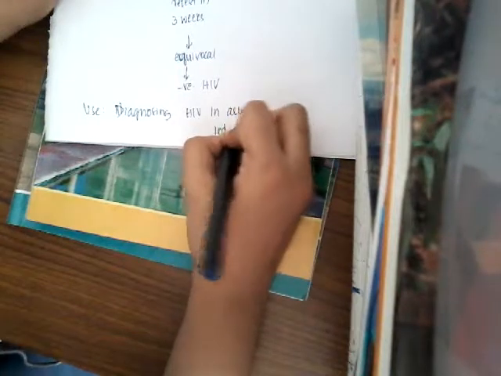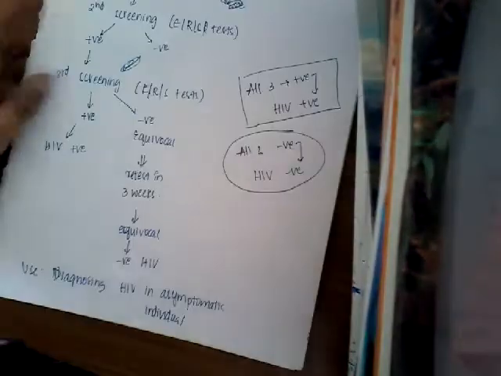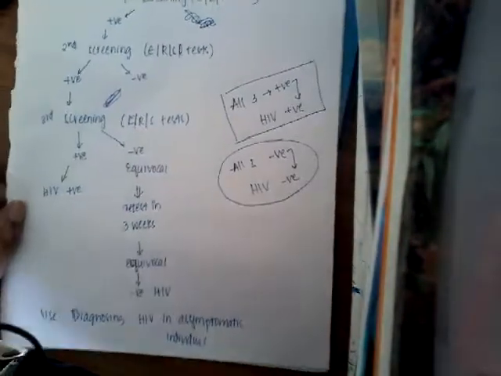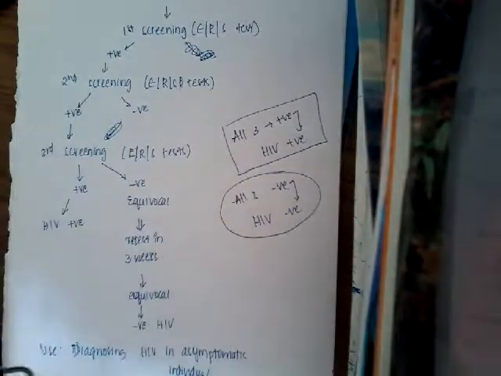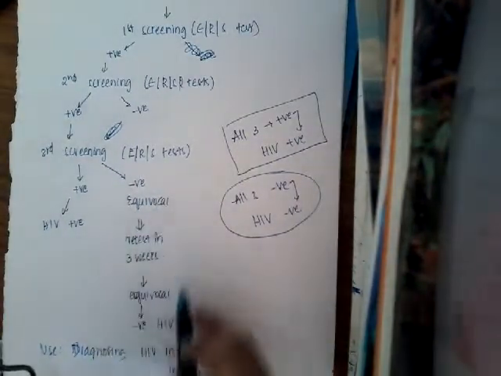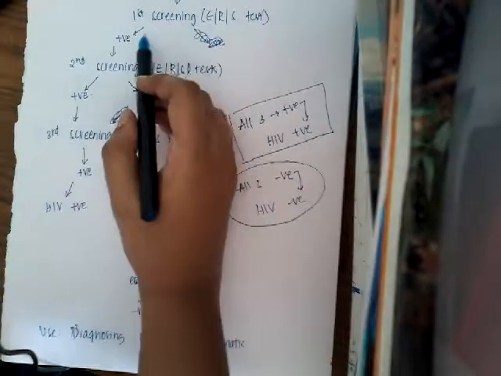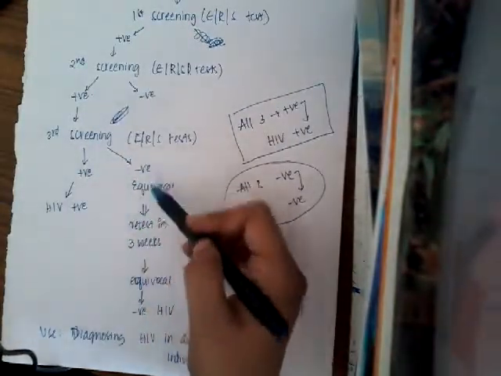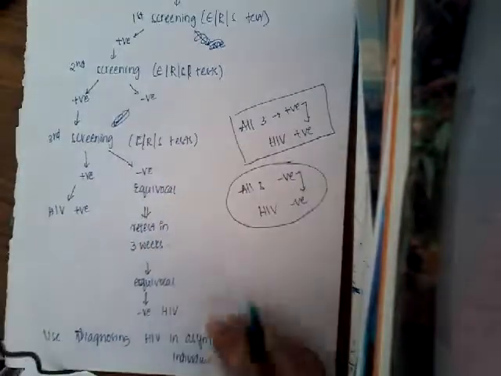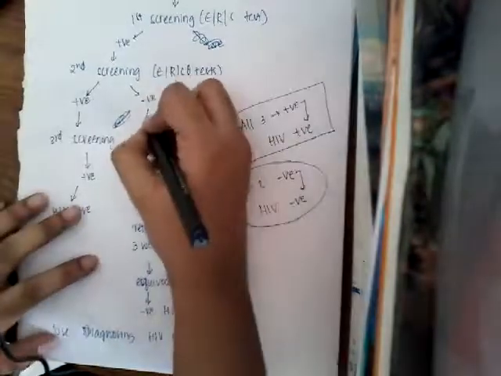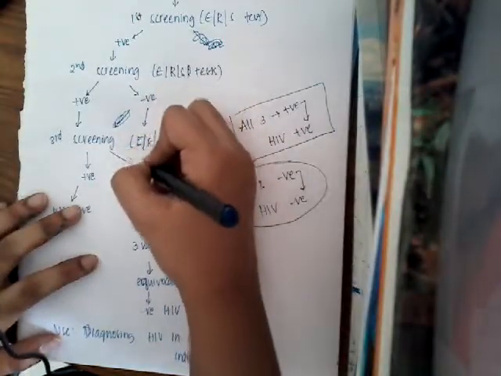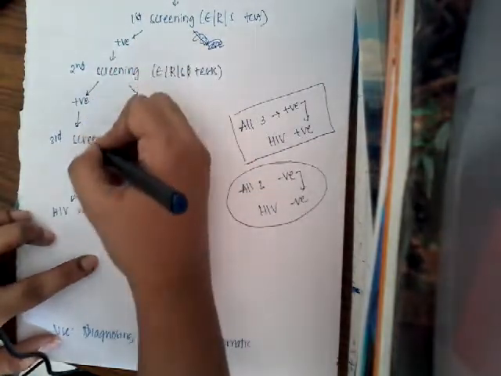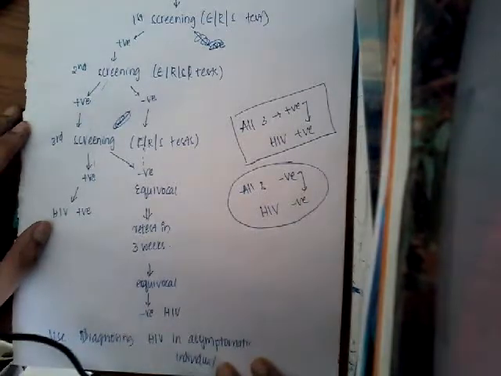Okay, so these are the different diagnostic test strategies which are available for diagnosis of HIV infection. And you'll also see that even if the first and second tests are positive, if the third screening test is negative, then you'll call it equivocal and then you'll have to retest. Okay, this is like this, whereas this is like this. Remember that. Okay, so this is about strategy 3.